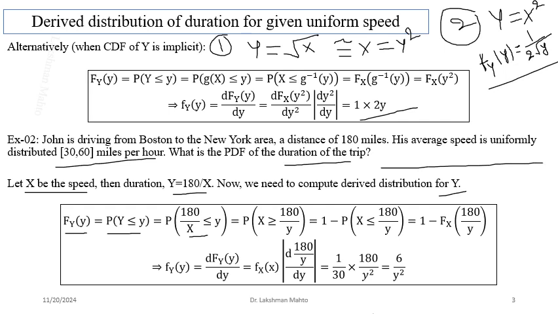If you partition this, the name of this point is 180 by y. This point we are calling 180 by y. So what is the name of this side in terms of x? On this side x is less than or equal to 180 by y. And what about the right side? The right side says x is greater than or equal to 180 by y.